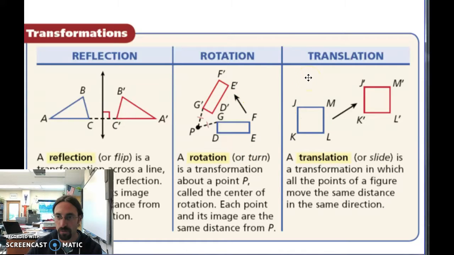The last rigid transformation you should know is called a translation or a slide. You like to whoosh, slide, right? So a slide is a transformation in which all the points move the exact same distance. So if J to J prime is 10 units, well, M to M prime is 10 units, and L to L prime is 10 units.